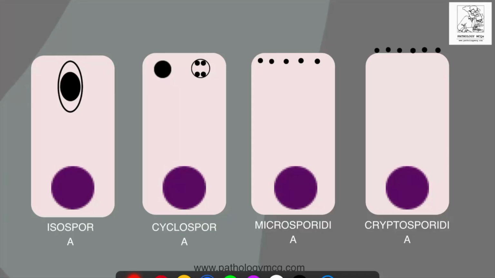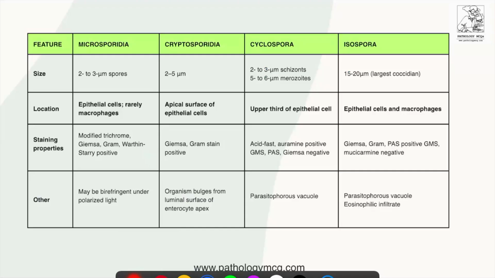This is something which is very easy to remember. Remember this chart where you can see how the organisms look. This is intraepithelial Isospora, large organism, parasitophorous vacuole. Similarly, Cyclospora, again vacuole, schizont form, also unicellular forms like these. And Microsporidia usually intracellular, small organisms, and Cryptosporidia present above the epithelial cells. This is a quick chart which you can always go through to identify these organisms.